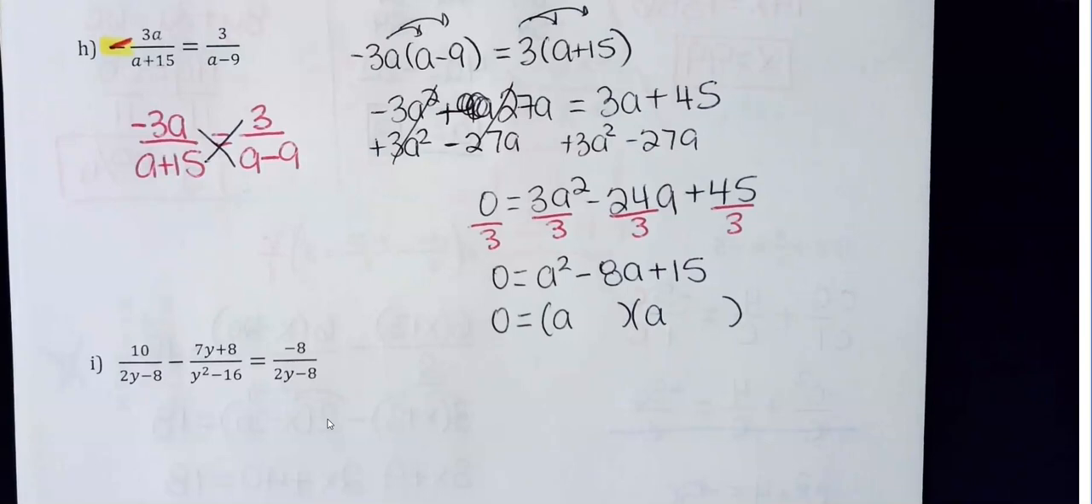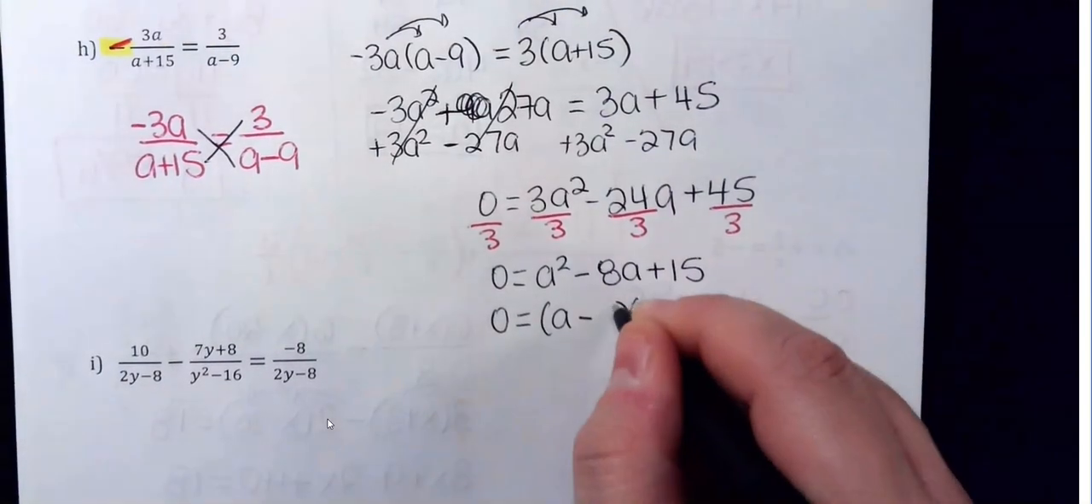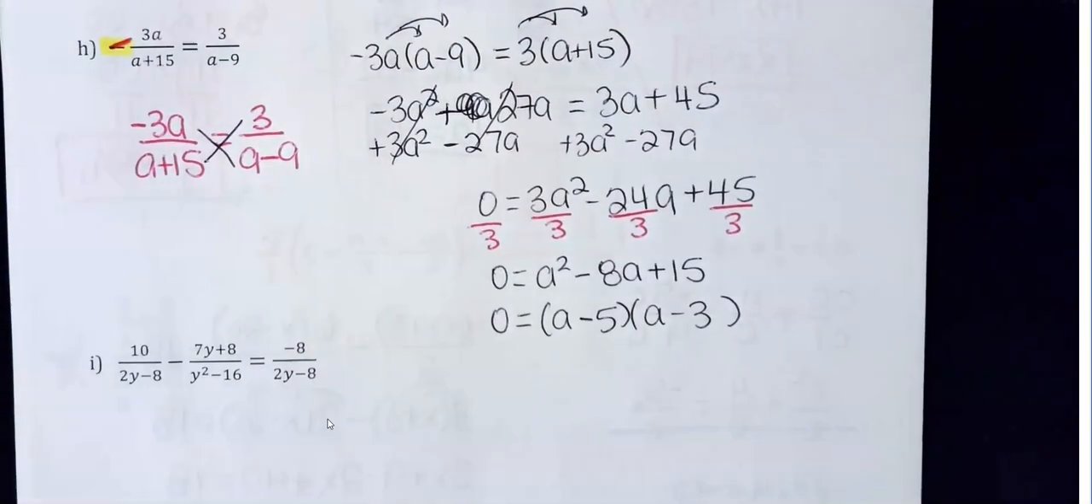3 and 5. They just both have to be negative. So -5 times -3 gives you the positive 15. -5 plus -3 gives you the -8. What are my actual answers?